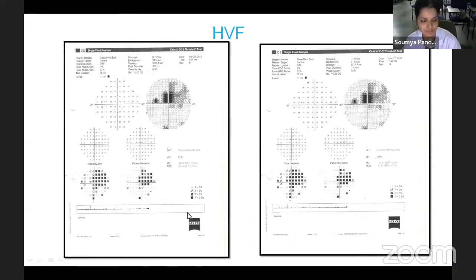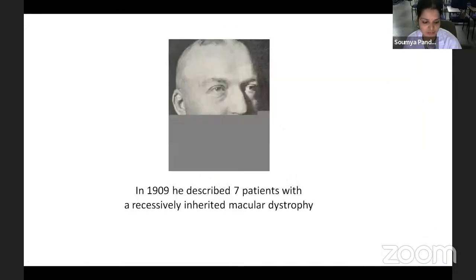This is the H wave of the patient, which shows there is a scotoma, meaning a depression point in the central field of the patient. And now coming to our case, this is the picture of Dr. Carl Stargardt, who first described and first reported the condition in 1909. And this condition is inherited recessively, and the prevalence is 1 in 8,000 or 10,000 in the population.